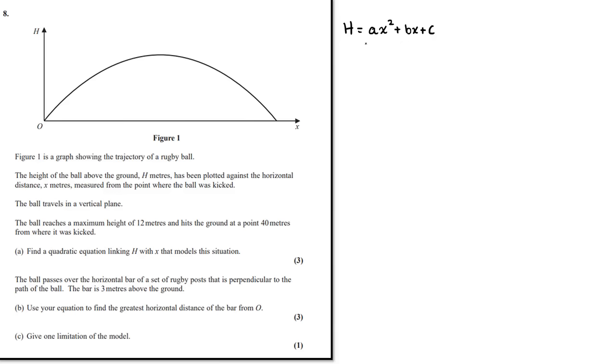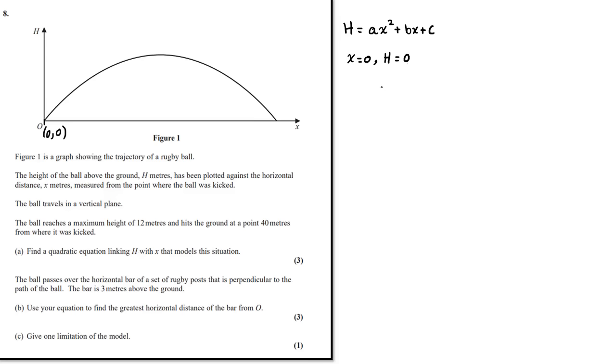At the moment this is just a general quadratic, but what we're going to do is use the information we've been given, such as the ball reaches a maximum height of 12 meters and it hits the ground at a point 40 meters from where it was kicked. We can use this information to form our quadratic. The first thing we can note is when x is 0, so when the ball hasn't been kicked, the height is also 0. So this is the point 0, 0. When x equals 0, h is also equal to 0.